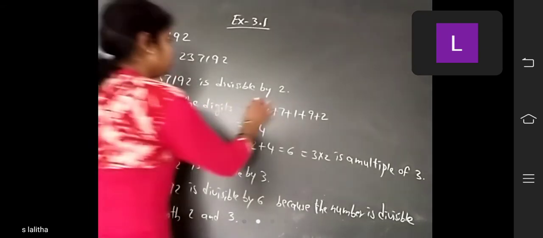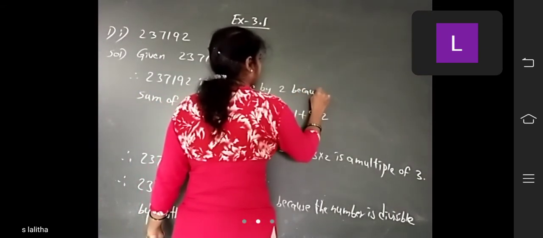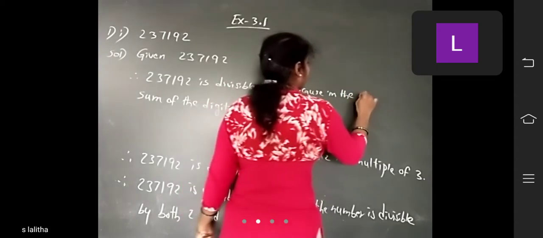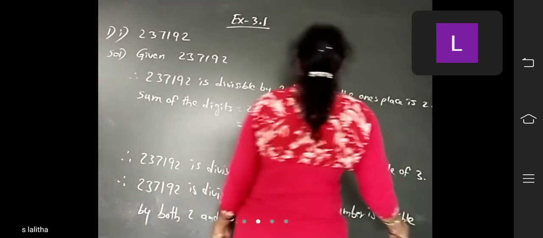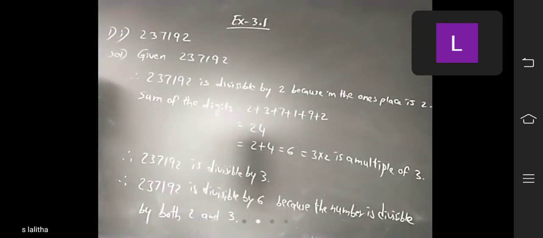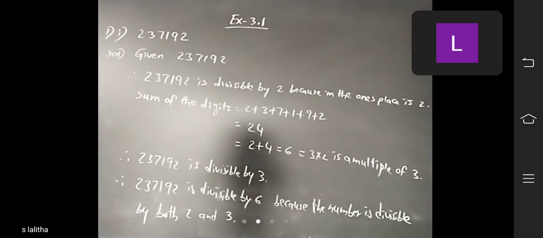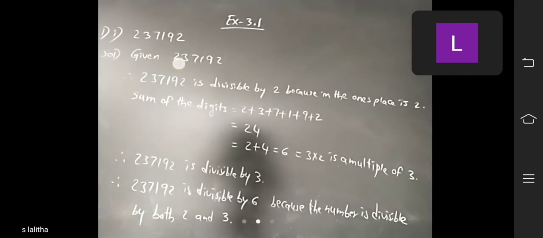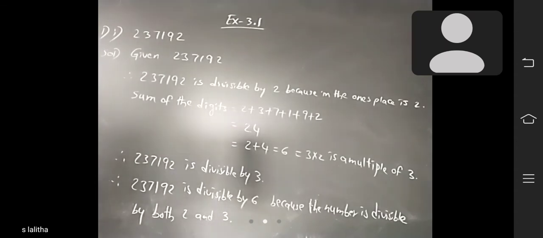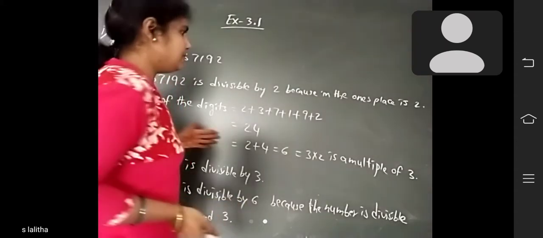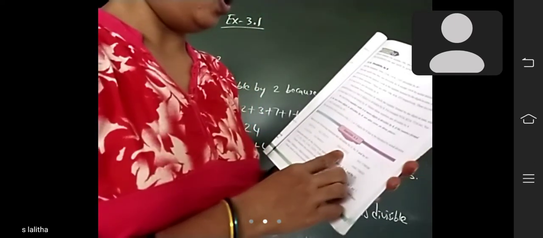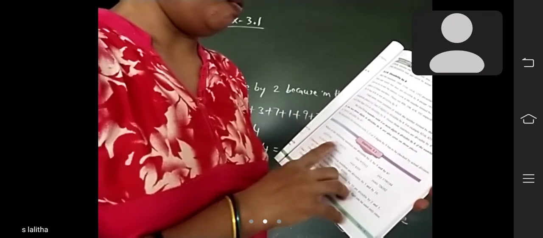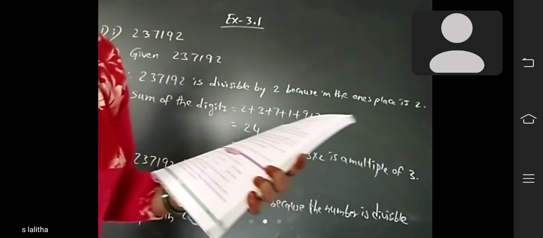Here you have to write the reason also. Okay, children, did you understand this stuff? Like that you can do the second term, third term as homework, and fifth term also you can do as homework. Fourth term I will tell. Okay? Now write the fourth term.